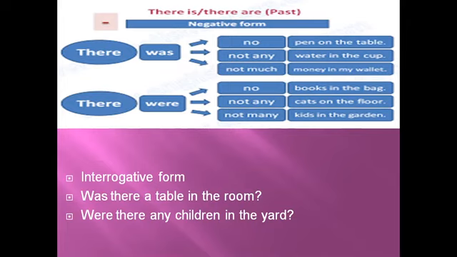Let's look at the negative form in the past. There was no pen on the table. There was not any water in the cup. There was not much money in my wallet. And there were no books in the bag. There were not any cats on the floor. There were not many keys in the garden. And the interrogative form, was there a table in the room? Were there any children in the yard?